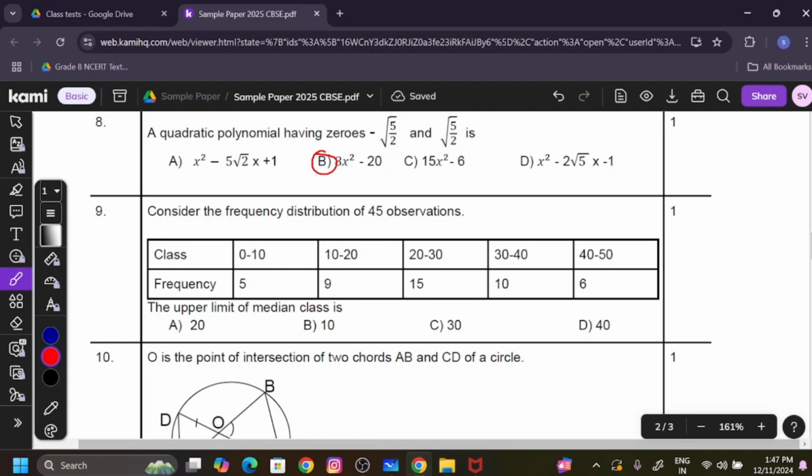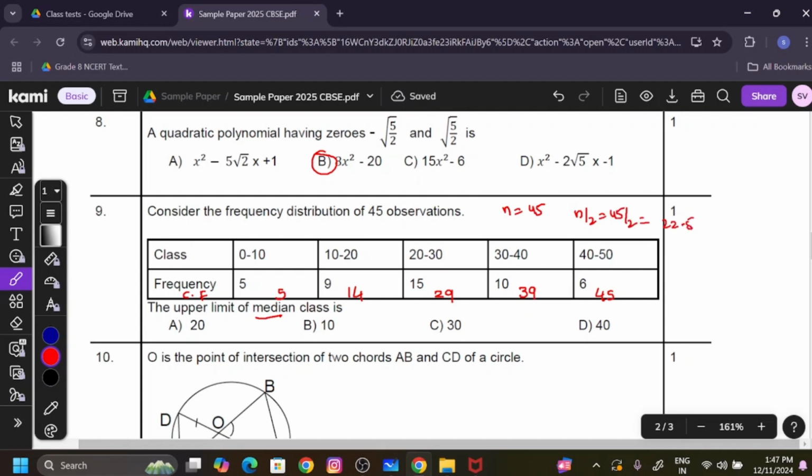Whenever we have to find the median for grouped data, we need to find the cumulative frequency. So I'll just add the cumulative frequency here. This is 5, and here we need to add the next frequency: 5 plus 9 is 14, 14 plus 15 is 29, 29 plus 10 is 39, 39 plus 6 is 45. So this is the cumulative frequency. Now we need the median, so n is equal to 45. Take n by 2, which is 45 by 2, that is 22.5.